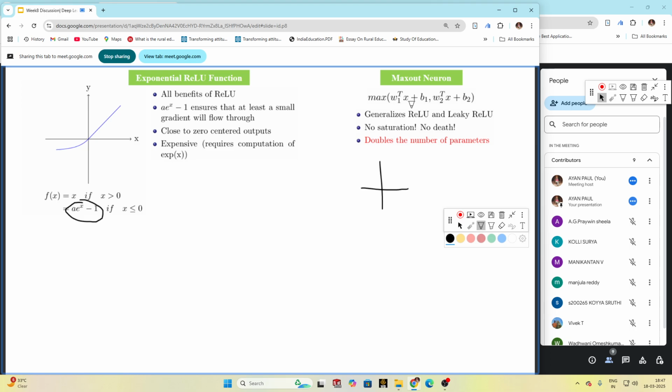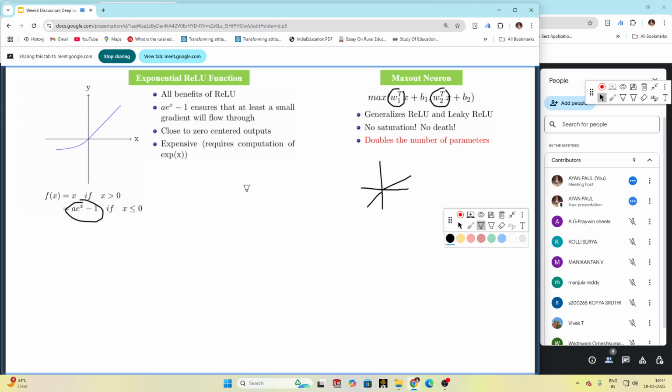And the other one is the maxout neuron, which is just the same thing as leaky ReLU, but here we have a different slope for the positive as well as the negative part. That is why w1ᵀ is the slope and w2ᵀ is the slope. So we will have different weights for both regions. So that is the maxout neuron.